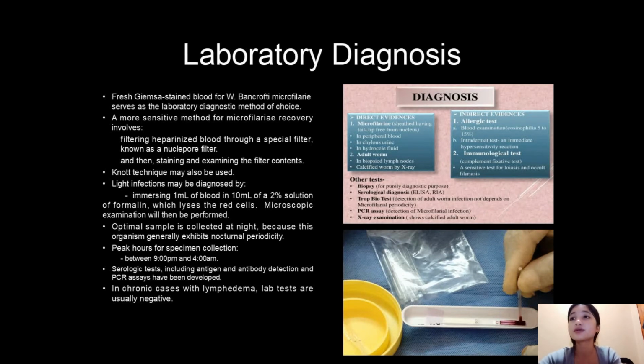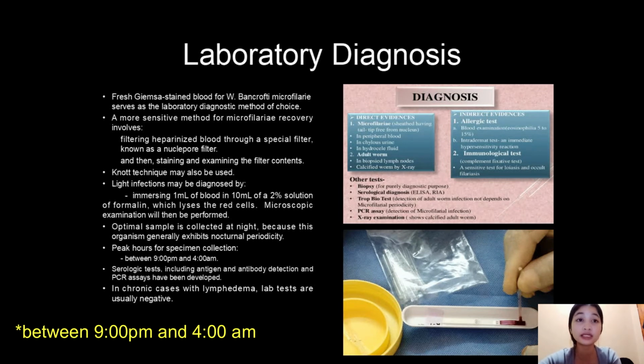In all these methods, the optimal sample is collected at night. Why? Because this organism generally exhibits nocturnal periodicity. The peak hours are between 9 p.m. and 9 a.m., which correlates with the appearance of its vector, the mosquito. However, subperiodic organisms are sometimes detected throughout the day. They are more prevalent in the late afternoon.